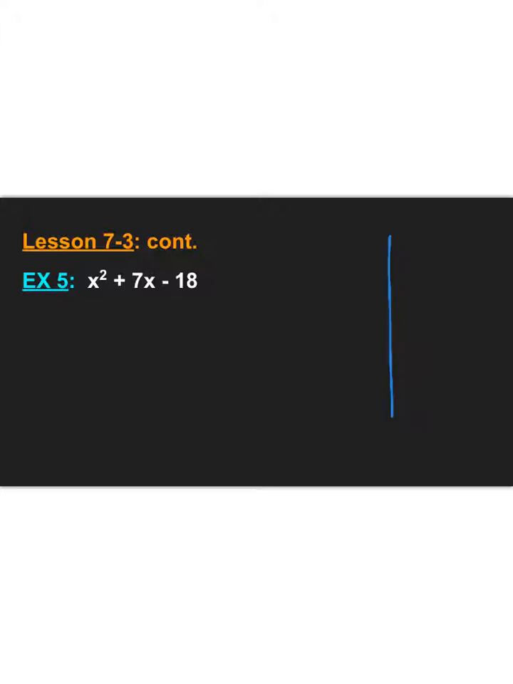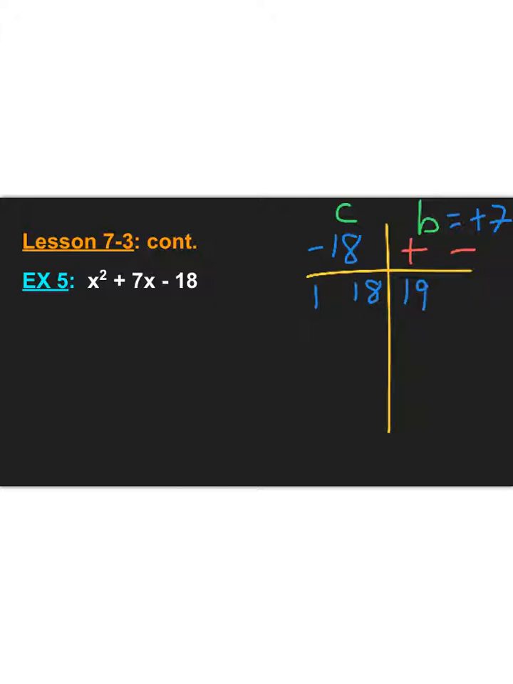Oops, I don't want that color. Okay, let's try it again. Here's my table. Let's label it C and B and put our plus minus. So C is a -18 and our B is a +7. Okay, so the first factors of 18 are 1 and 18, and if you add them you get 19, and if you subtract them you get 17.